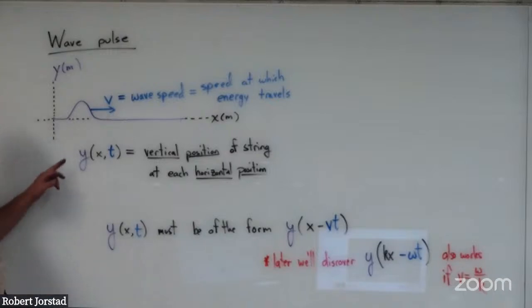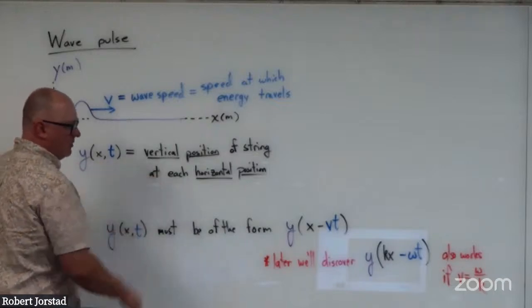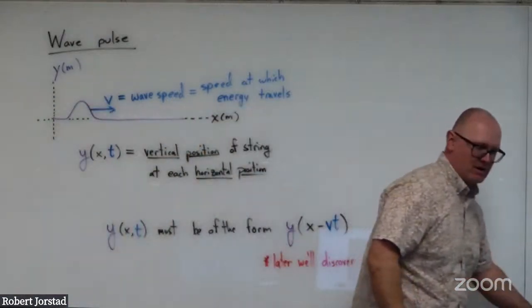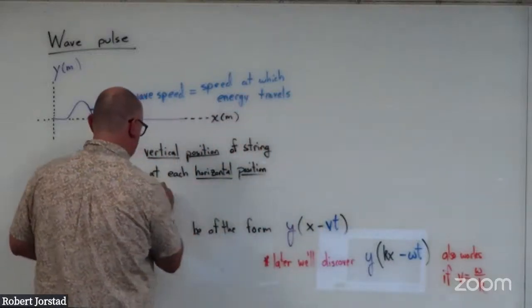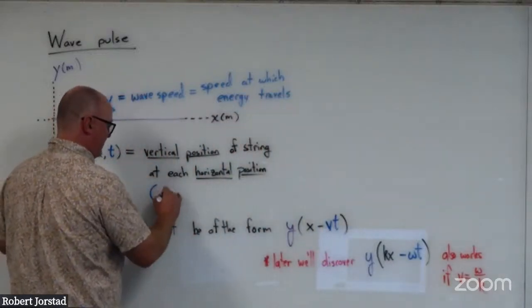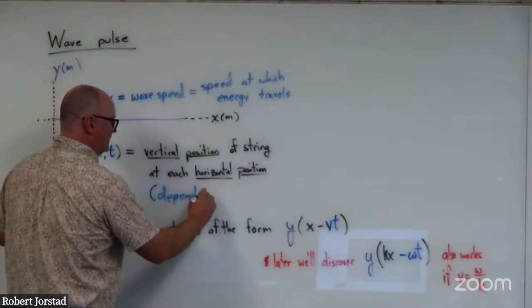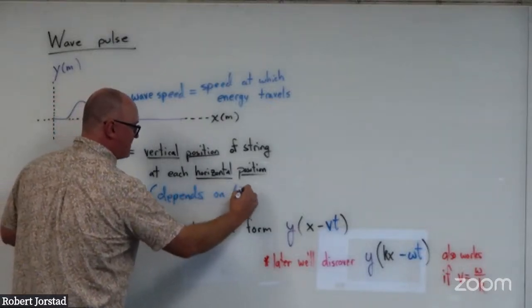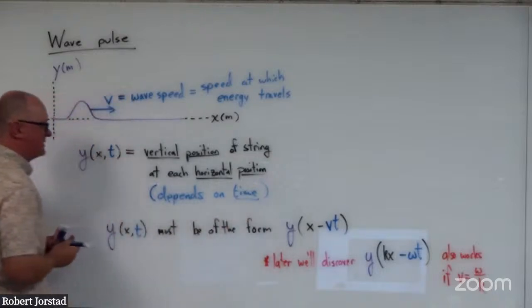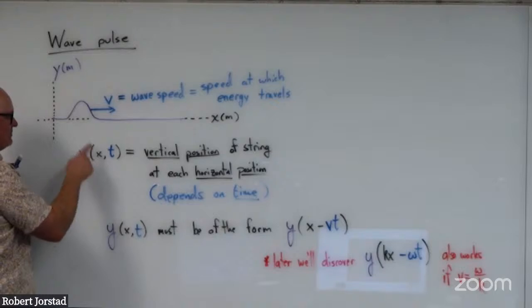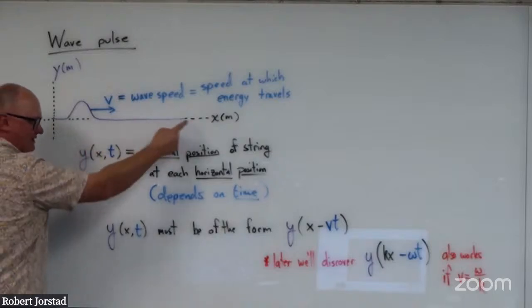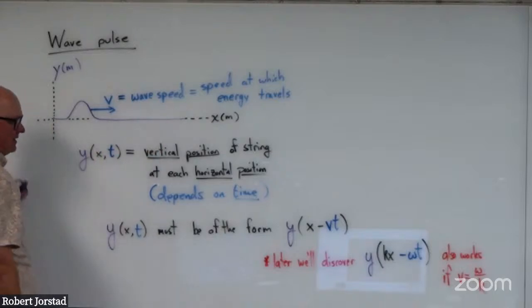All right. Here we say y is a function of both space and time. Where's my other marker? This equation depends on time, right? So the vertical position of the string will depend on which part of the string you're talking about, what x value, and what time, okay?